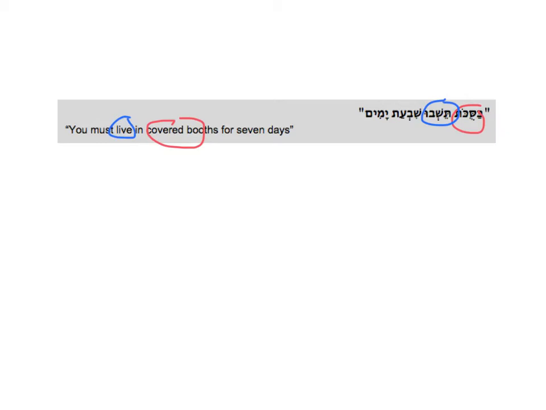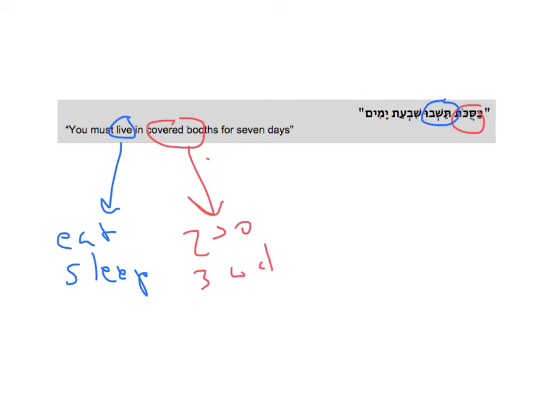That's what you need the Torah Shebaal Peh for. The Torah Shebaal Peh tells us that live means to do things like eat, or perhaps sleep. That covered booths have specifics to them. They have to be covered by schach. They have to have at least 3 walls. The walls have to be at least 10 tefachim high. They have to be a certain height. These are all the details.